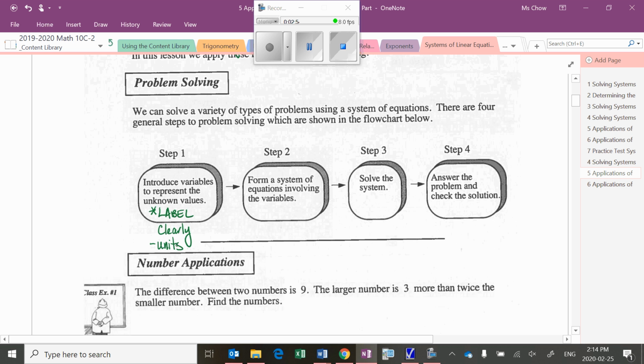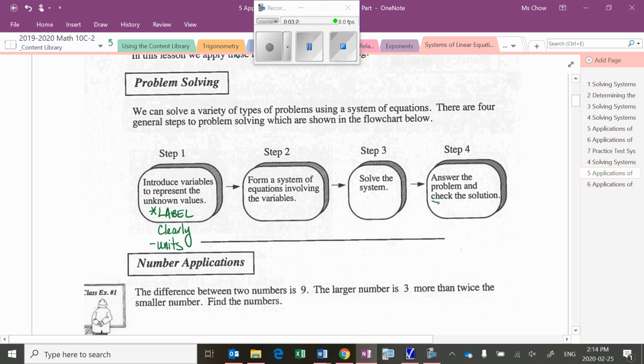Once we've labeled, if we've done a really great job labeling, then writing out your equations should be quite simple, because each of your equations is telling a story, and it should make sense. Once we have our system, we're going to solve using whichever means makes sense, either graphing, elimination, or substitution, and then we will answer the problem and check the solution.